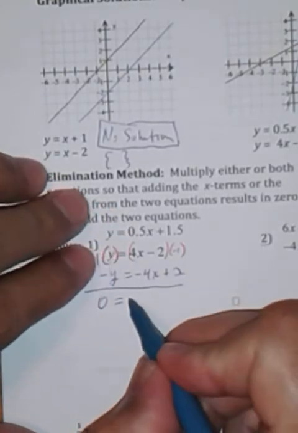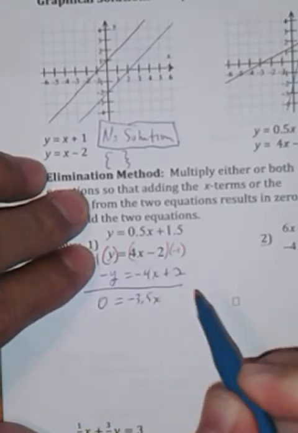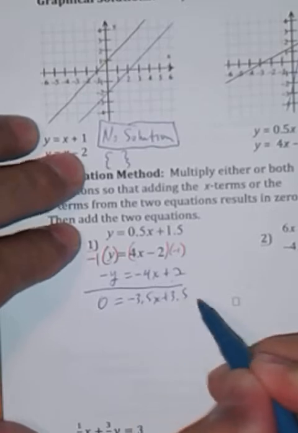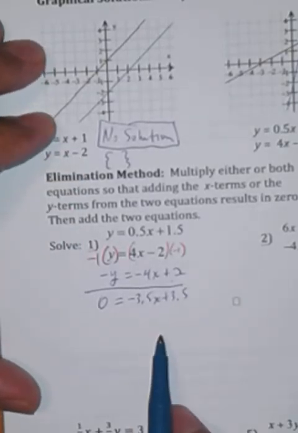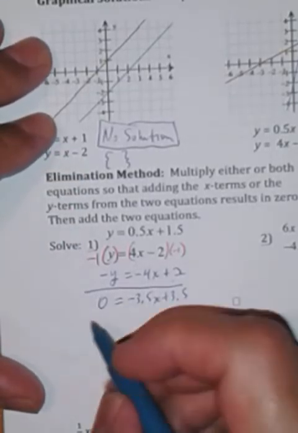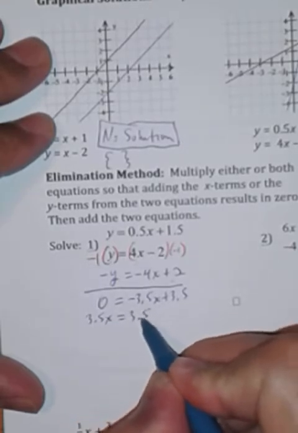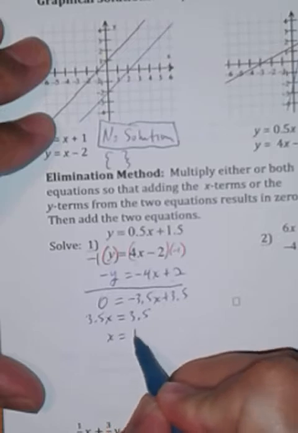0.5x minus 4x is negative 3.5x. Plus 1.5 plus 2, that's plus 3.5. And then notice I can solve for x. So I add 3.5x. This will give me 3.5x equals 3.5. Divide by 3.5 and I get x equals 1.